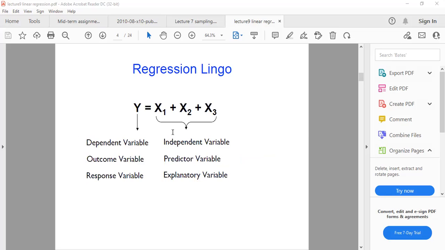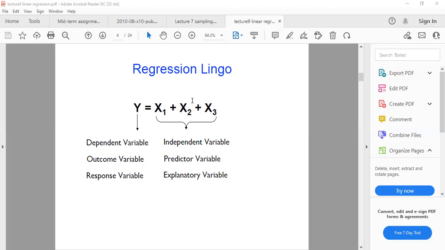So regression model is epitomized by this regression graph. So we have what we call the dependent variable, which is y, and the independent variables, which are x. So the dependent variables are actually your outcome. The independent variables are actually your predictors. These are the values that make y. So your response variable is actually your y, your explanatory variable is actually your x.